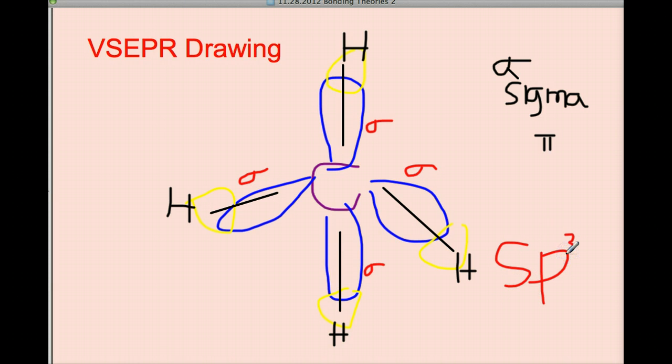Good. So now we can do this with our single bond electrons. Perfect. In the next video, you'll see how we do these with our double bonds. So go ahead and take a look at this and make sure you know how to create these sp3 orbitals.